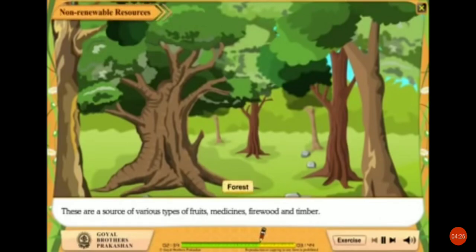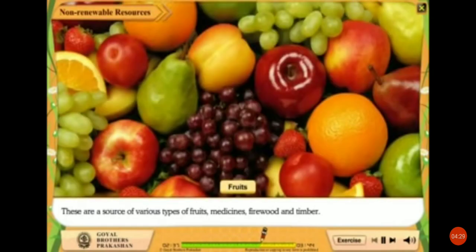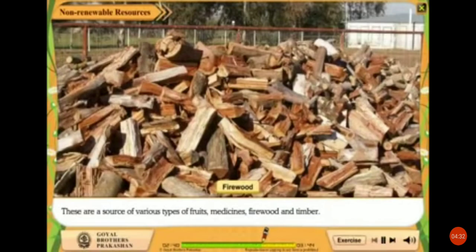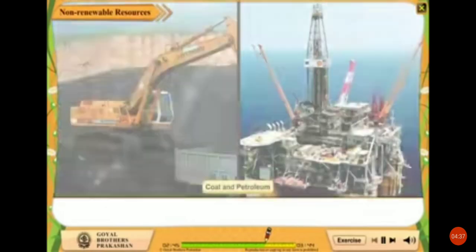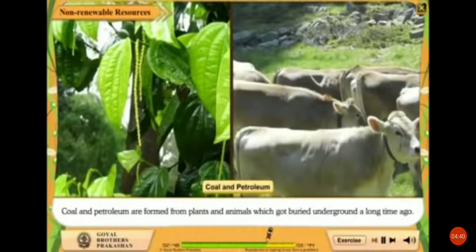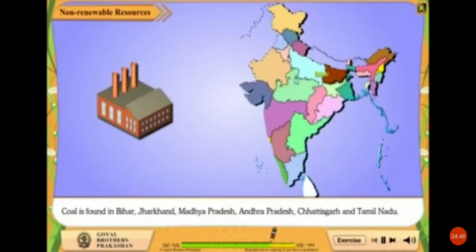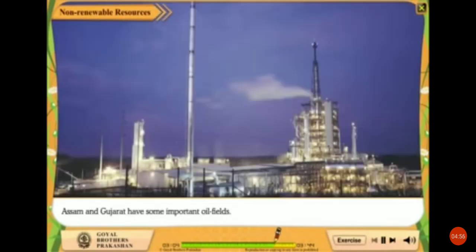Then forests. These are a source of various types of fruits, medicines, firewood, and timber. They provide us with oxygen. And coal and petroleum. Coal and petroleum are formed from plants and animals which got buried underground a long time ago. Coal is found in Bihar, Jharkhand, Madhya Pradesh, Andhra Pradesh, Chhattisgarh, and Tamil Nadu. Assam and Gujarat have some important oil fields. Oil is refined in plants called refineries.